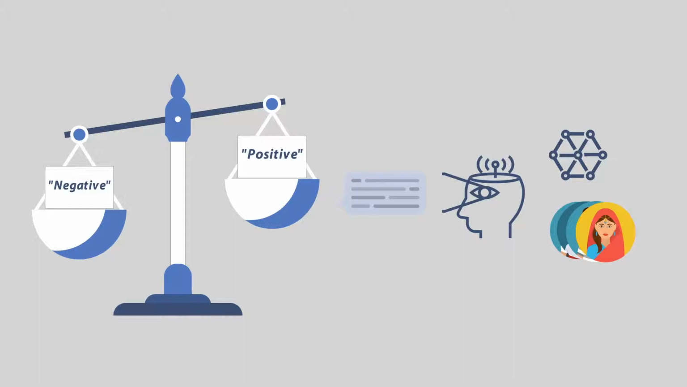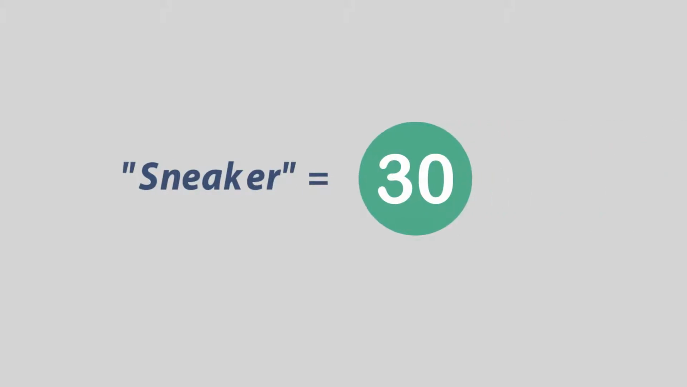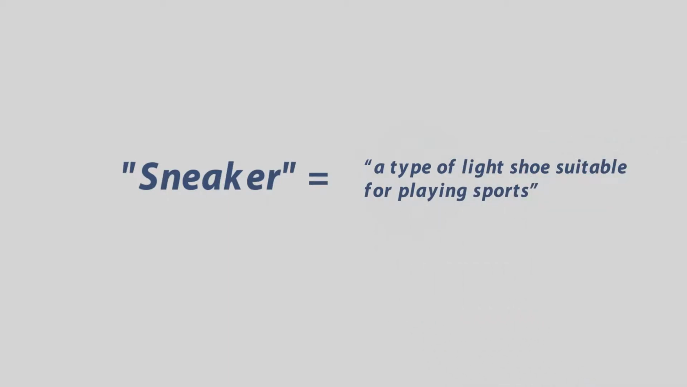A word is defined by its meaning, not by a value. Or have you ever tried describing a sneaker with a number? That is why the meaning of words is value-wise imprecise. More likely, you would describe the meaning of sneaker with a type of light shoe suitable for playing sports, which is meaning-wise a very precise description.